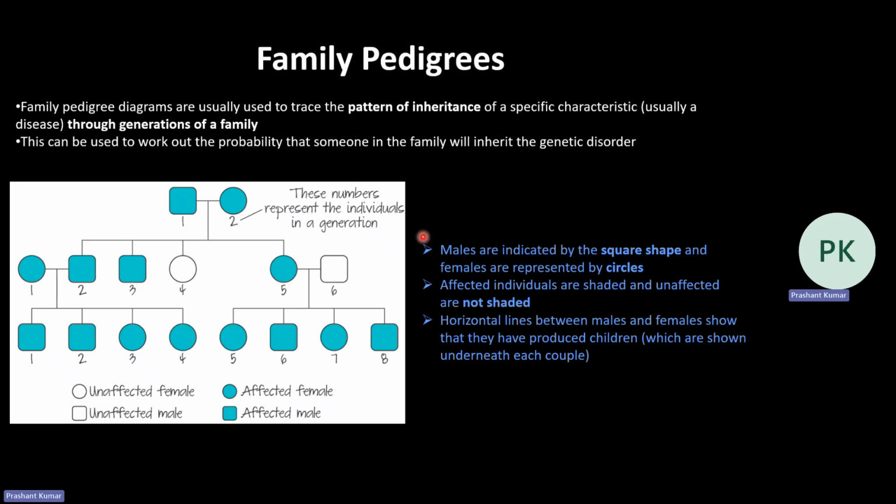Family pedigree: to understand family pedigree, you have to understand the symbols. So you can see this number represents the total number of people in that generation. The square box shows male and this is female. The white color shows that they are unaffected, right? And they are normal. Horizontal lines show that it's a mate between these two organisms.